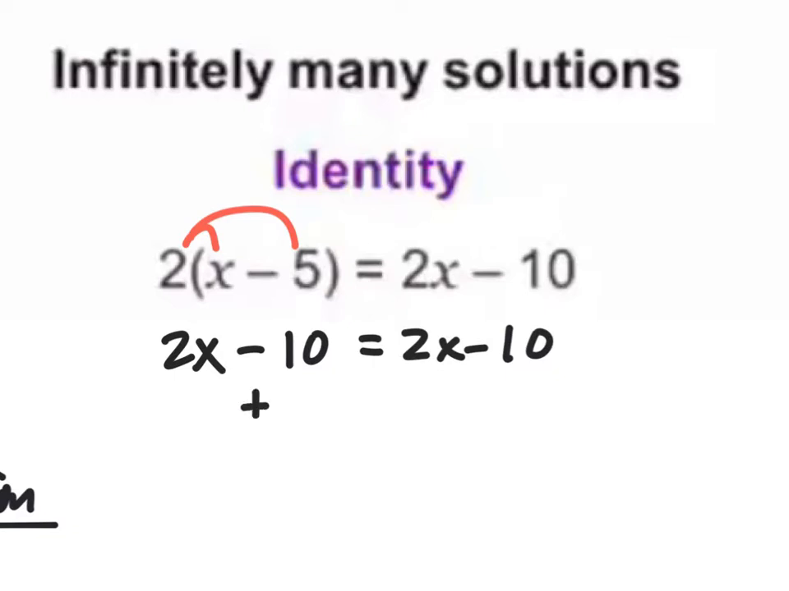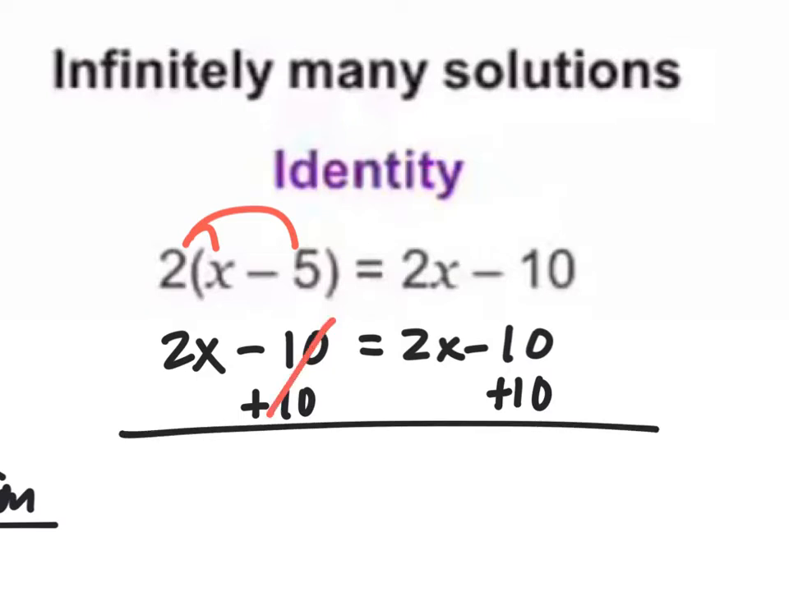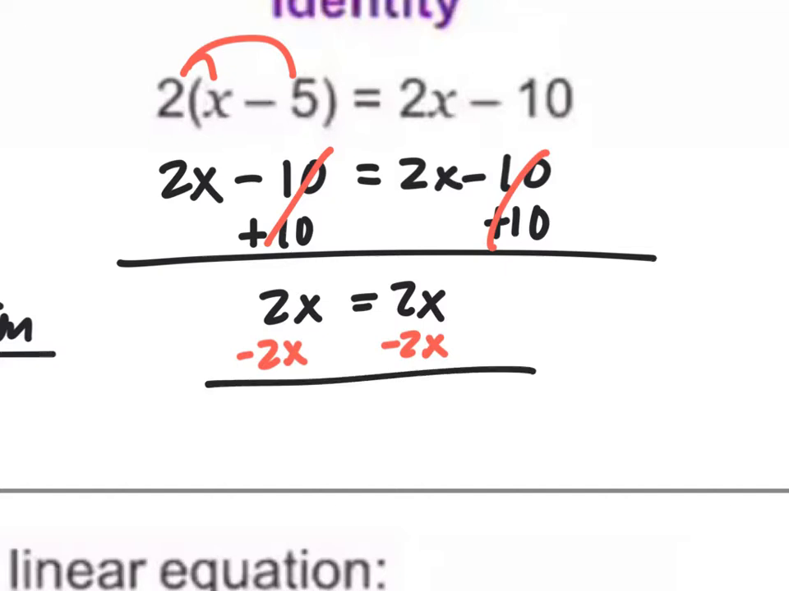If I were to add 10 to both sides, this is going to cancel out and go to 0. Then negative 10 plus 10 also gives me 0. So I end up getting 2x is equal to 2x. Again, you're getting the same thing on the left side as on the right side. But if I subtract 2x from both sides and combine my like terms, 2x minus 2x becomes 0, and here I get 2x minus 2x, which also becomes 0.